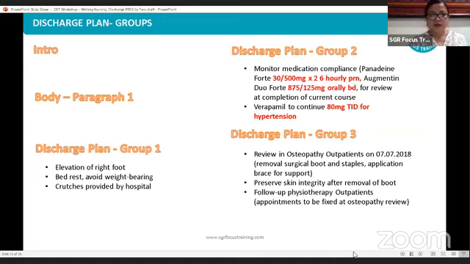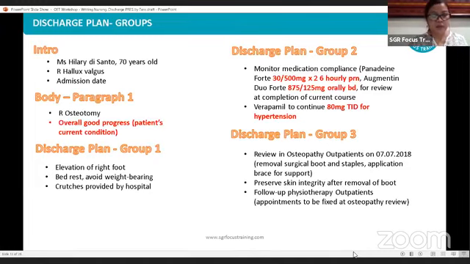Okay, so our discharge plan almost looks complete. Again, we have our introduction, and then our body paragraph 1 would include the treatment, the surgery, which is the right osteotomy, and we also have the patient's overall progress or overall condition. And then we have the 3 groupings for our discharge plan.